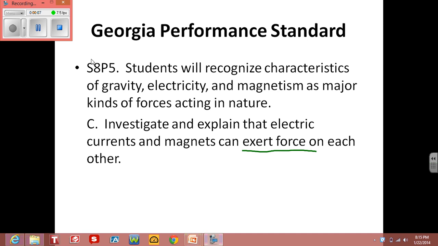Okay, class, today we are going to examine a lesson on magnetism and electricity. We have looked a lot at electricity, and now we're going to look at how electric currents and magnets exert forces on each other. And there are different devices that we're going to investigate and look at in this particular lesson to be able to explain how currents and magnets exert forces on each other and examine the relationship that these two concepts share. Okay?